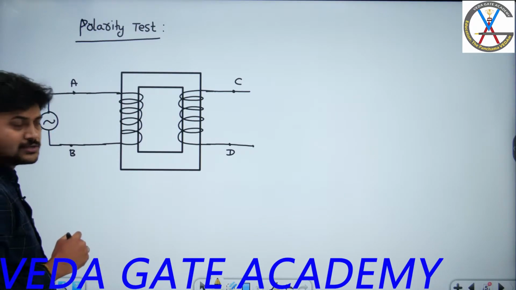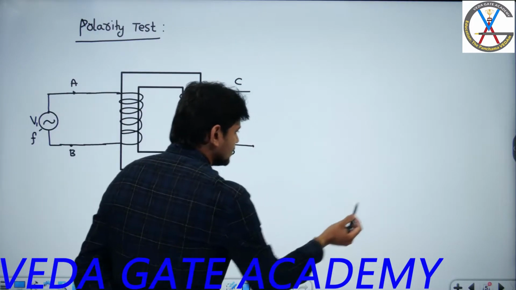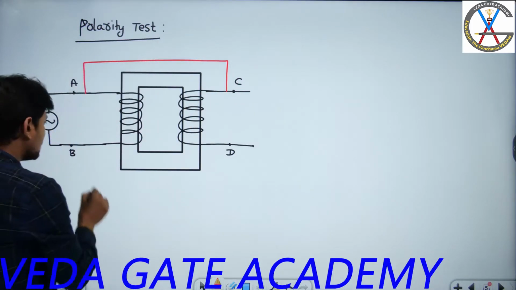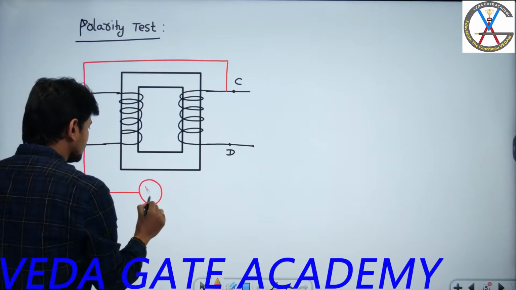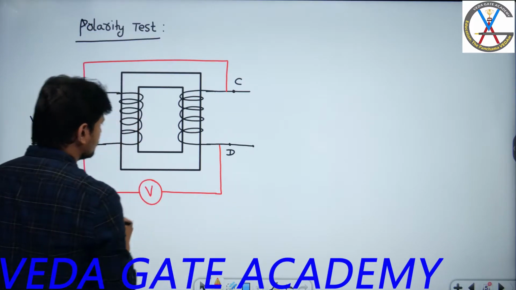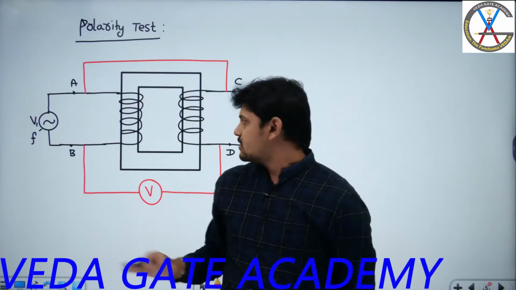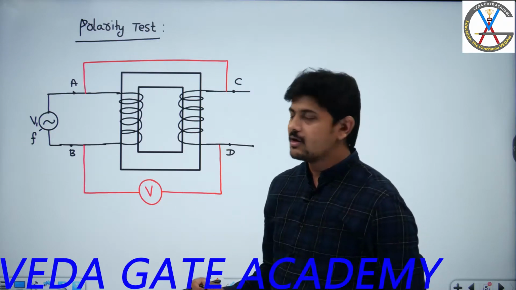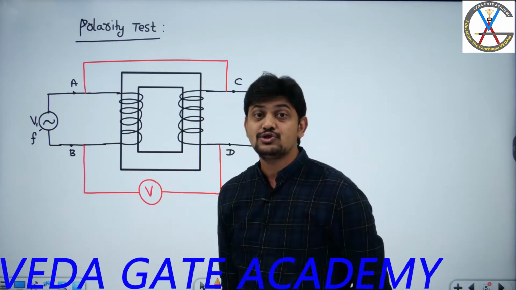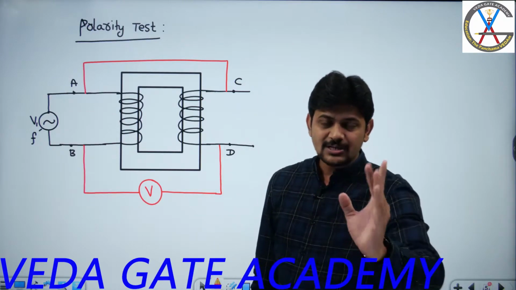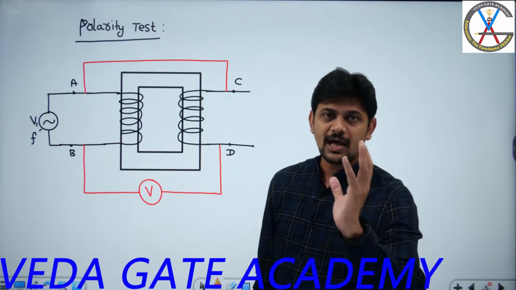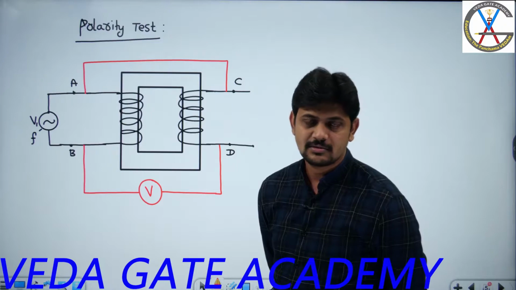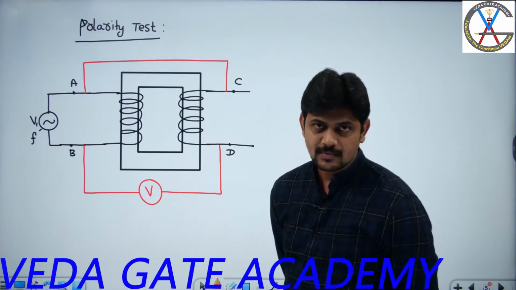Now in this polarity test, I will short circuit any two terminals. Let us assume I am short circuiting A and C terminals, and across the other terminals I am going to connect a voltmeter. Based on this voltmeter reading, I can say what the polarities of the secondary winding terminals are with respect to the assumed polarities. Here on the primary side I am assuming the polarities, and based on the assumed primary side polarities I am understanding the secondary side winding terminal polarities. Only this we are identifying. Are you following what I am saying?